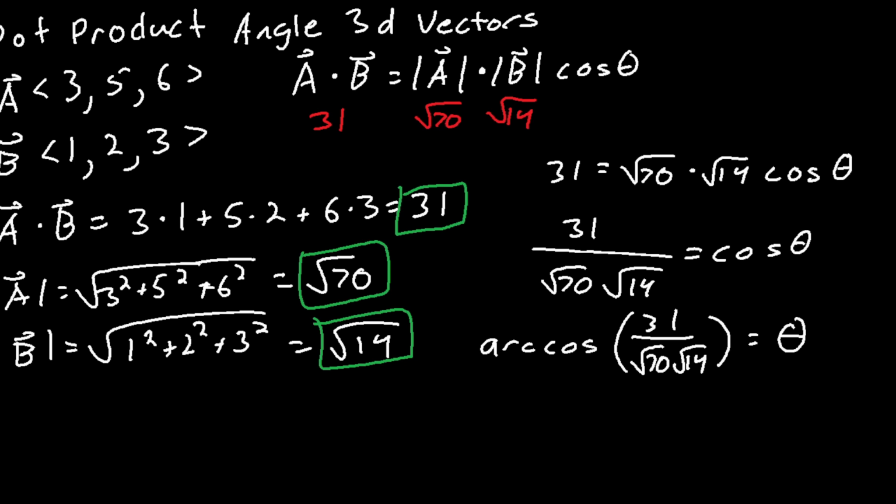So if you plug this into the calculator, you get arc cosine of 31 divided by square root of 70 times square root of 14, and then you get 8. Literally 8 exactly, almost. So theta, the angle between these two vectors, is 8.004 degrees. Okay, let's move on to the next problem.